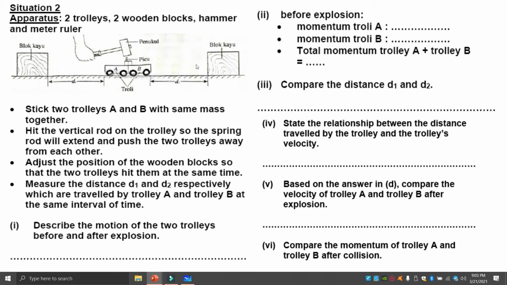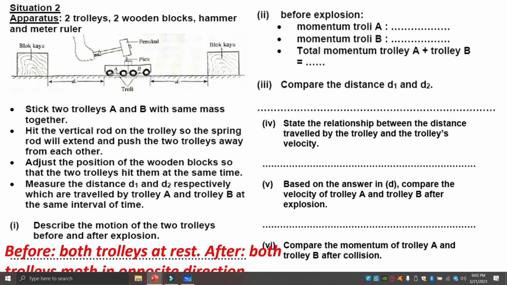Right. For number 2, describe the motion of the two trolleys before and after explosion. Before, both trolleys are at rest. Before you hit the spring, they will be at rest, the velocity is 0. Then after you hit it, both trolleys move in opposite directions, one to the right, one to the left. So before explosion, the momentum of trolley A is 0, since V is 0, it's not moving. The momentum of trolley B is also 0. So the total momentum, trolley A plus trolley B, of course is 0.